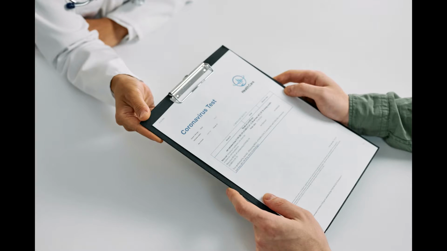Today we are going to talk about history of present illness. History of present illness is a description of the development of the patient's presenting illness. A history of present illness is a patient's version of the events that led to his or her visit to the clinic.